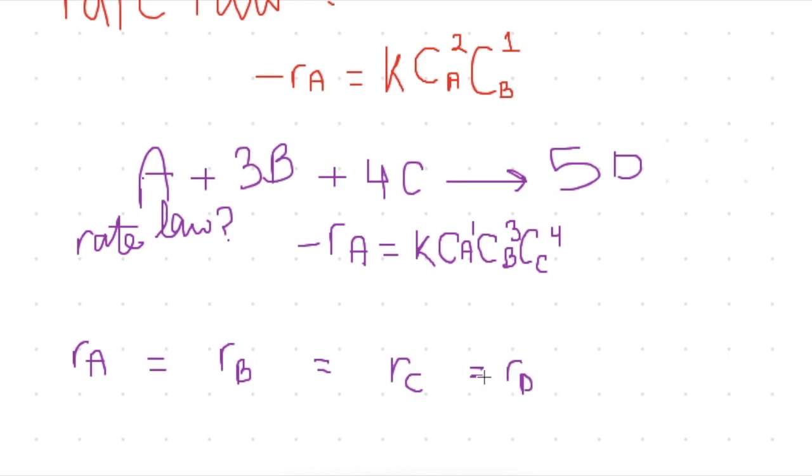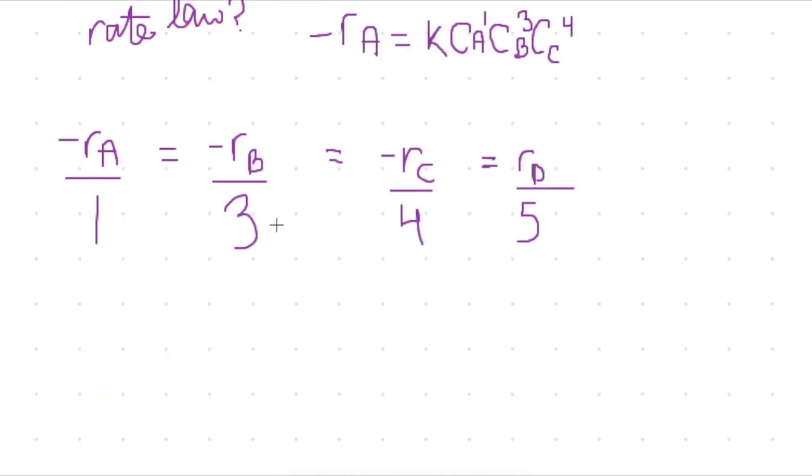Then we put positives and negatives on each rate depending on if it's a product or a reactant. A, B, and C are reactants, so they will get negatives, and D will stay positive as it is because it's a product. Next, we need to divide each rate by its respective coefficient. Compound A has a coefficient of 1, so we will divide the rate of A by 1. B has a coefficient of 3, C has 4, and D has 5.